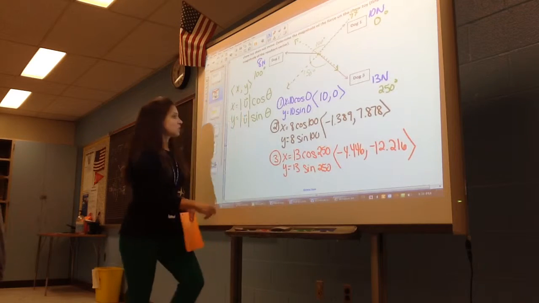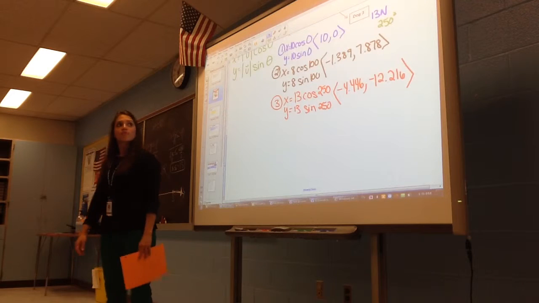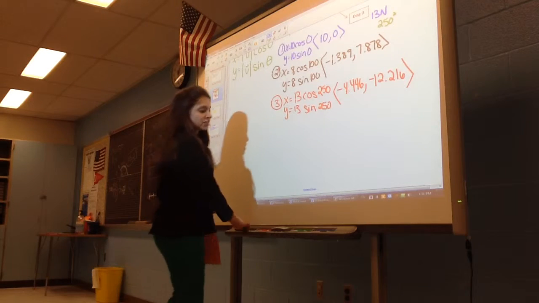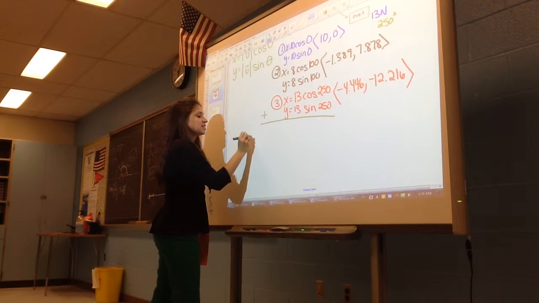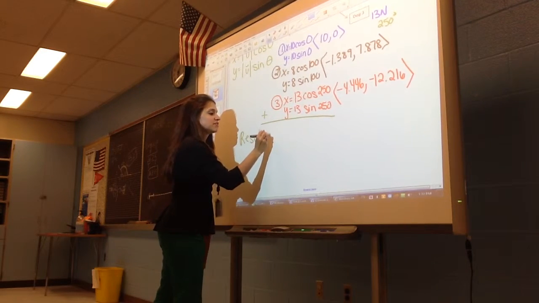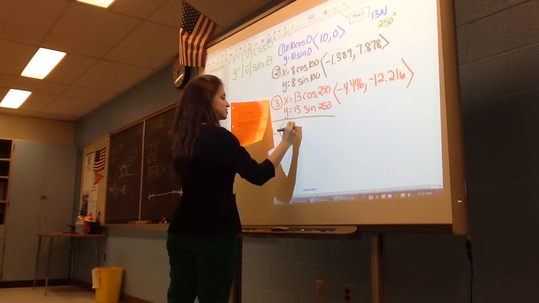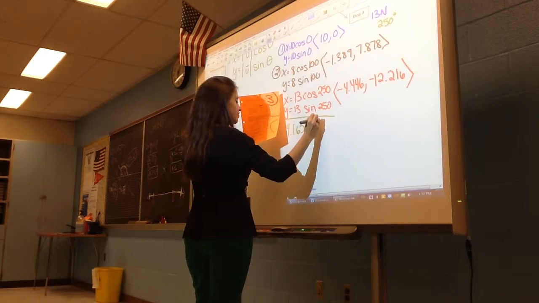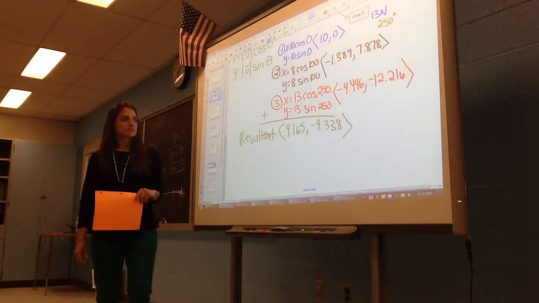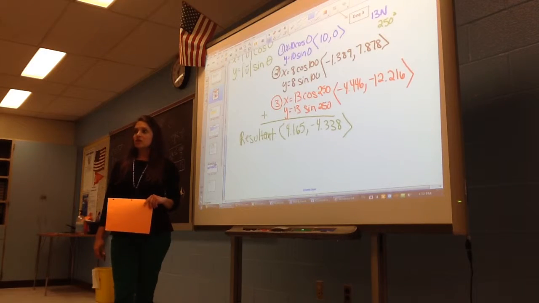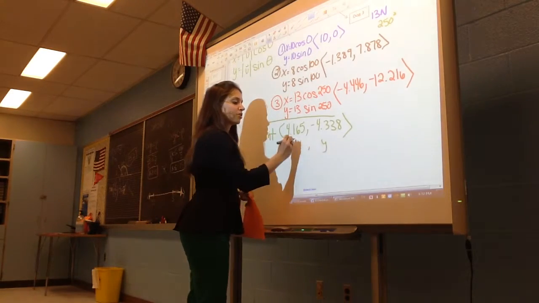Now what do I do? Okay, so I have the components of these 3 vectors. What do I do with them? Add them up. Find our resultant. Let's add these up. Your resultant is the sum of these 3 vectors. So our resultant is going to be 4.165 and negative 4.338. There's our resultant. Remember, this is our x component, this is our y component.